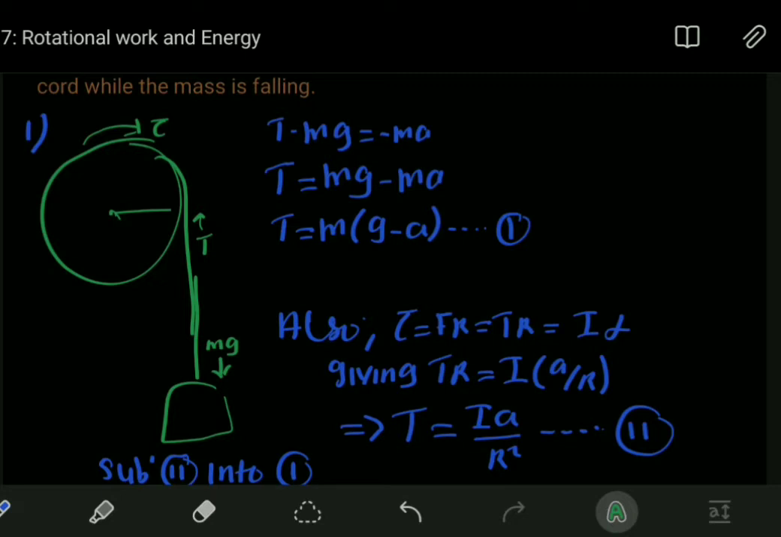So the tension going upwards minus the weight, which is acting downwards, are going to cause a downward acceleration, which is negative. We make the tension the subject here. We're going to remain with tension equals mg minus ma, because the mass is accelerating downwards, so we expect the acceleration to be negative in this case. We factor out the mass. We have tension equals m multiplied by (g minus a). This is our equation 1.